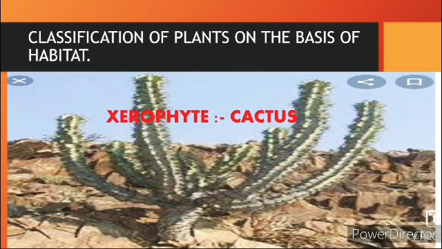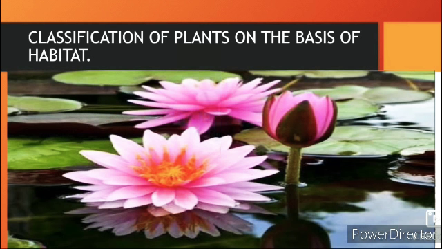Xerophytes. These plants grow in deserts and they need a very small amount of water for their survival. They have long roots which go deep into the ground. They bear thin and spiny leaves which minimize their water loss. Example: cacti, babool, etc.